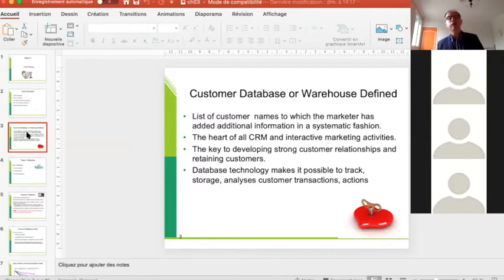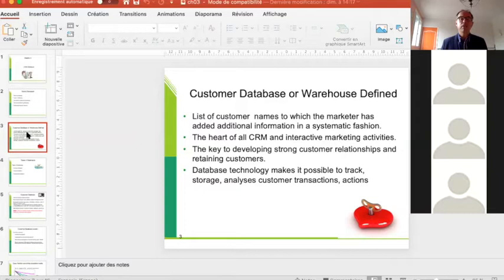A customer database, or customer warehouse, is a list of customer names to which the marketer has added additional information in a systematic fashion, so additional information about purchase behavior, preferences, and so on. The database is also the heart of all CRM and interactive marketing strategies and activities, because based on the information, segmentation and personalization can be done. So it's the key to developing strong customer relationships and to making customers loyal.